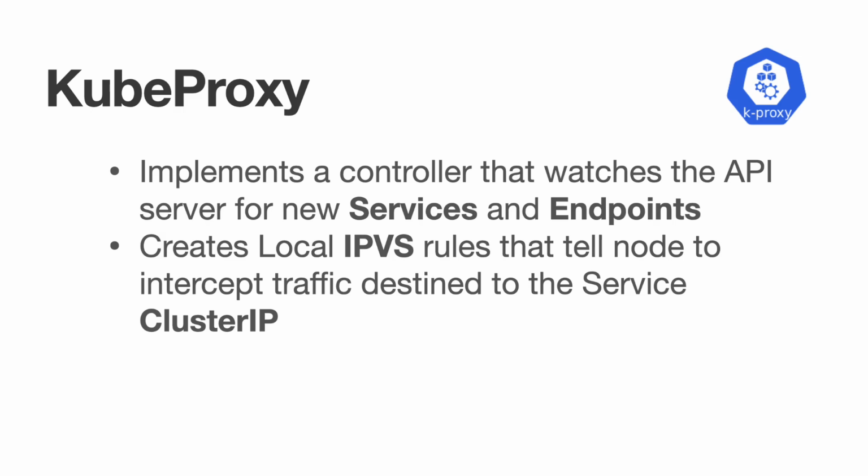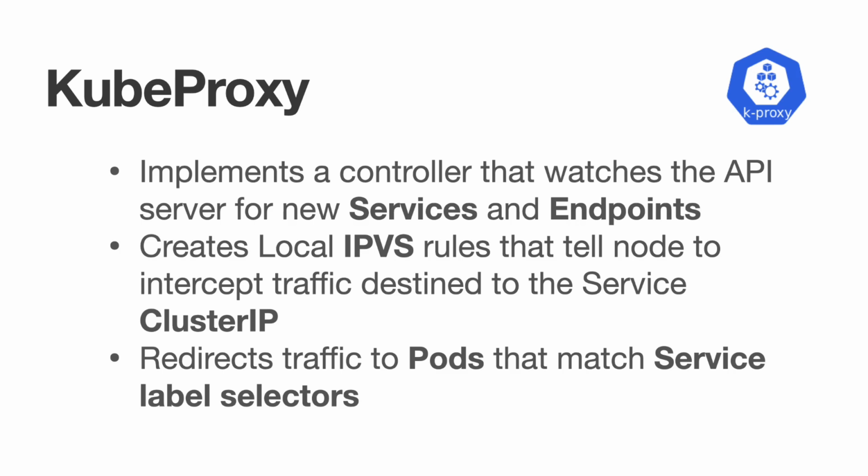Now, I'm going to leave a link on this where you can go and learn more, because this is more on the network side of things. Under the description of this video, you can find a link to a page that teaches you more about IPVS. Then what it does is redirect traffic to pods that match the service label selector. And to be honest, this is the main role of kube-proxy.